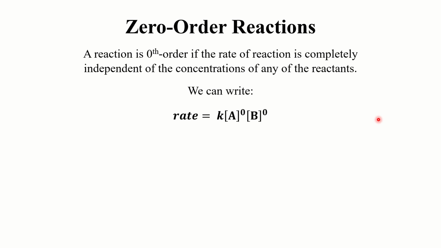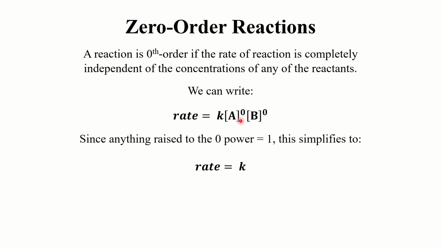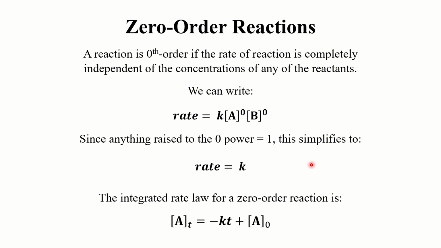All right, and finally, onto the zero order reactions. A reaction is zeroth order if the rate of reaction is completely independent of the concentrations of any of the reactants. So if we were to write this out, sticking with that same generic chemical equation with two reactants A and B, if the overall reaction is zeroth order, then A and B must also be zero order. Anything raised to the 0 power is 1, so this rate law would simplify to simply rate equals k. The rate of the reaction is equal to the rate constant for that reaction. The integrated rate law for a zero order reaction is this: At equals negative kt plus A0.